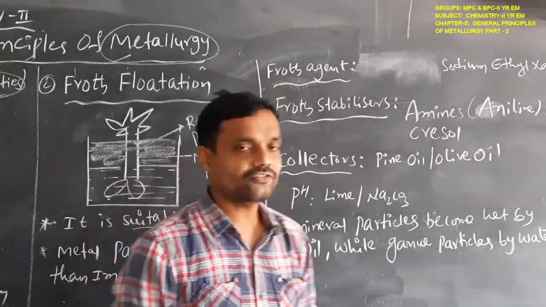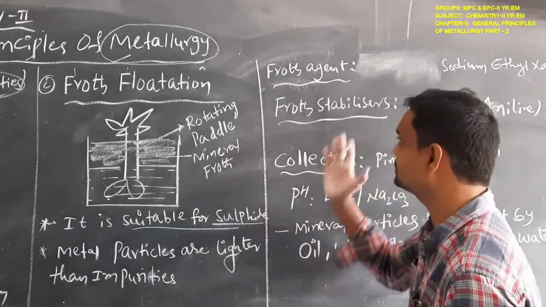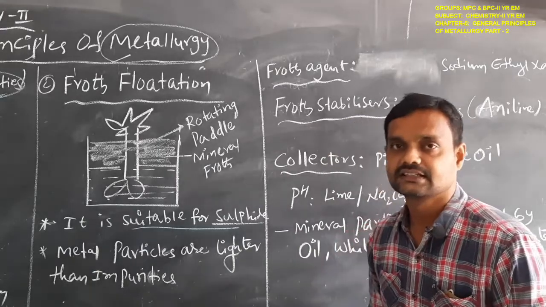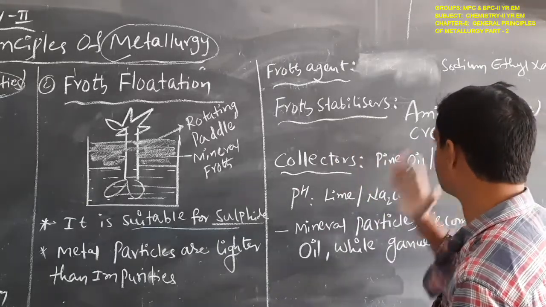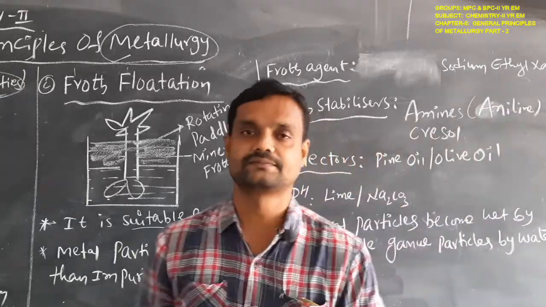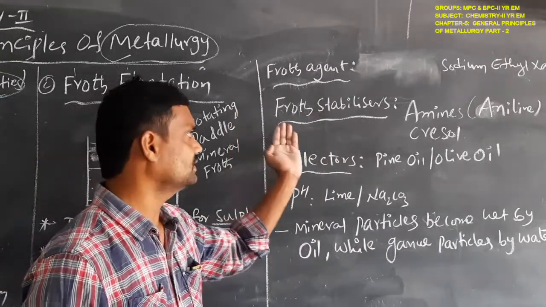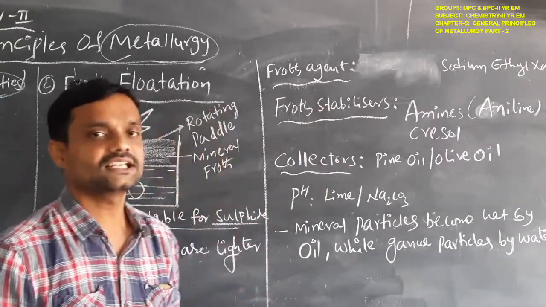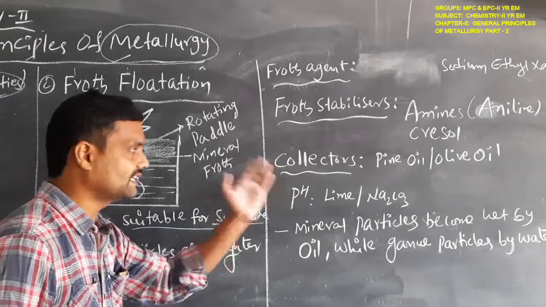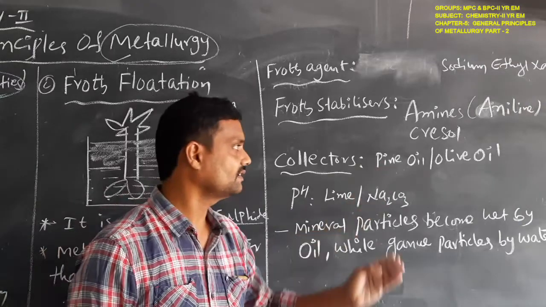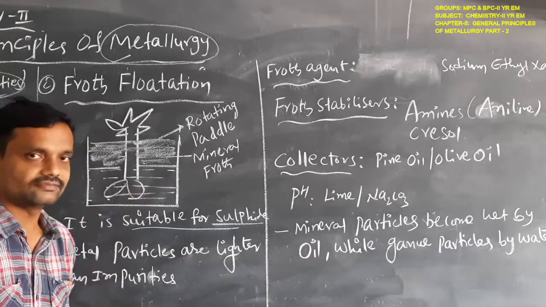Why? Because adding the froth agent means it produces the froth. Simply that is called a froth agent. Then the froth is stabilized. We add froth stabilizers like amines, aniline or cresol. Okay students, in this way we add froth stabilizers to the vessel, like amines, aniline or cresol. And we also add collectors. For example, pine oil or olive oil act as collectors. That is also added to this vessel.